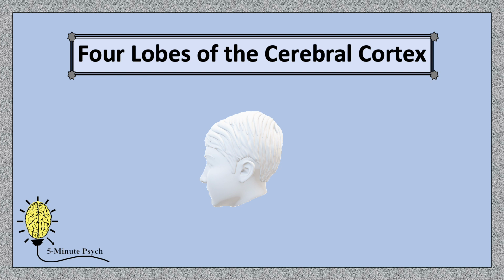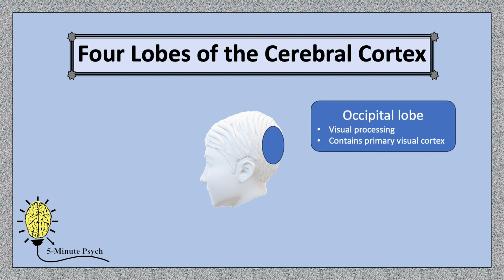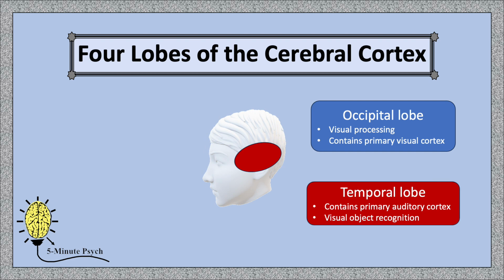There are 4 lobes, but keep in mind that each lobe appears in each hemisphere, so technically we have 8 lobes. The occipital lobe is at the very back of the head and contains the primary visual cortex, which processes visual information. The temporal lobe is located on the sides of your head, behind your ears. It contains the primary auditory cortex, which processes auditory information. The temporal lobe is also involved in certain aspects of language processing, as well as visual object recognition.